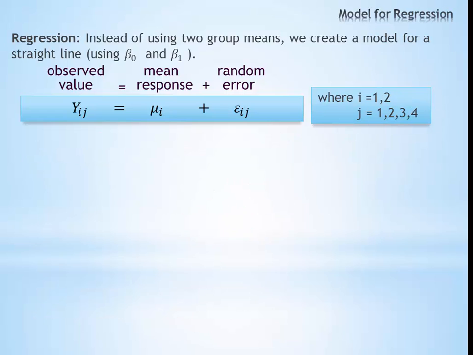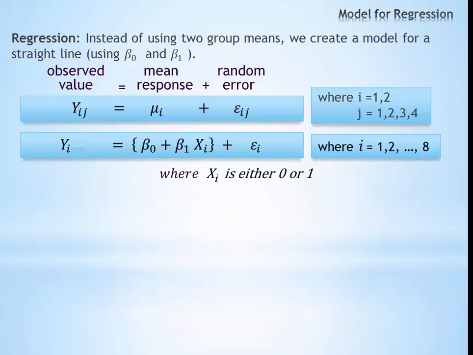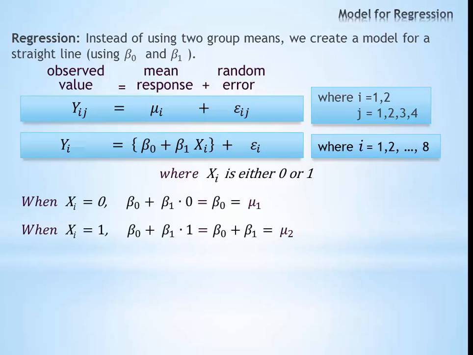Instead of using two group means in regression, we create a model for a straight line using the y-intercept and the slope. Instead of having two subscripts, an i and a j, we only have one subscript, and we use the x variable as either a 0 or 1 to indicate which group the data fall within. Notice that when x equals 0, that would be the same thing as mu1. When x equals 1, we can represent mu2 as beta naught plus beta 1.